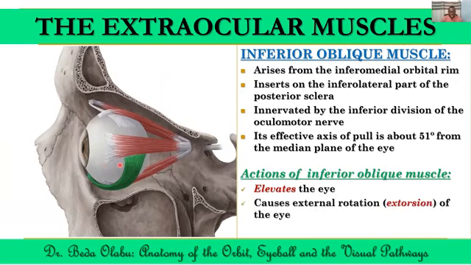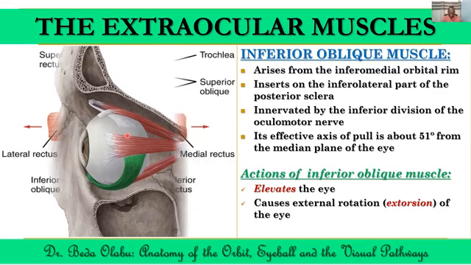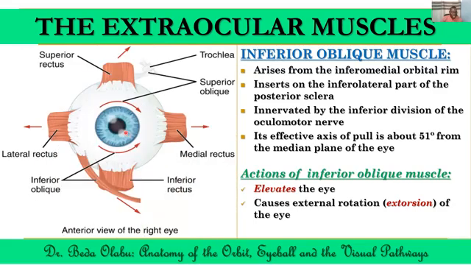It also causes external rotation because it's pulling the lower part medially, so the upper part goes laterally. That is external rotation, as this image illustrates. So this is the action of the inferior oblique. If this inferior oblique pulls like this, so this part goes that way, and this part will now go that way. That's lateral rotation or extorsion.